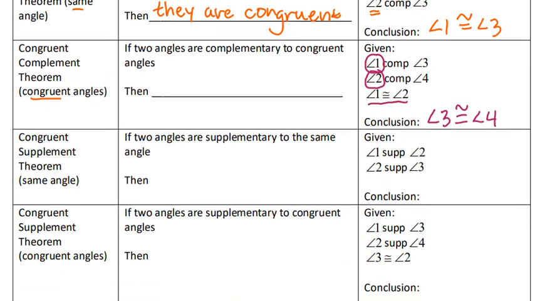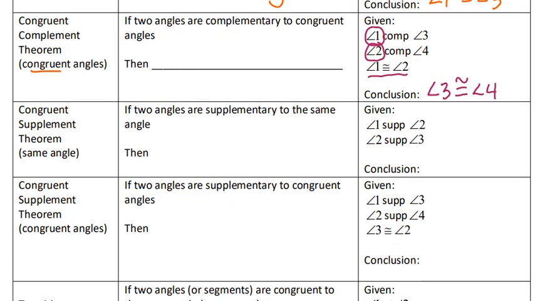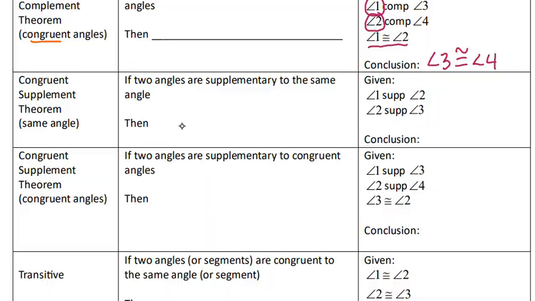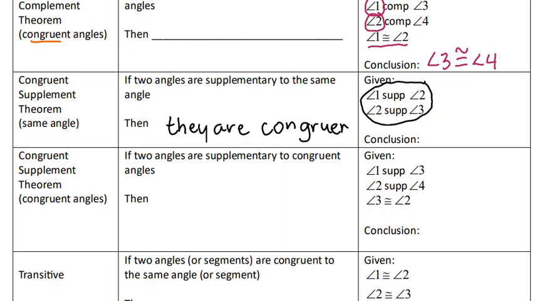The congruent supplement theorem is also similar. The congruent supplement theorem is if two angles are supplementary to the same angle, then they are congruent. And so you're allowed to use that in your proof. If you're using this theorem, you're going to want to be given that we have two angles that are supplementary to the same angle. So these are both supplementary to angle 2, which means we can conclude that angle 1 is congruent to angle 3.